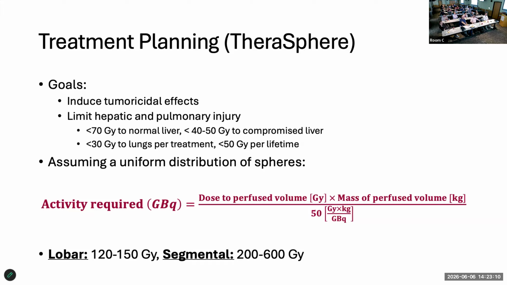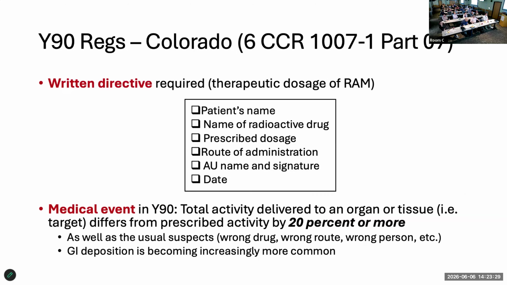At our site, and most sites nowadays that have a lot of interventional radiologists doing a lot of treatments, we aim for a lobar dose of 120 to 150 gray, and that's to the whole lobe, or a segmental dose of 200 to 600 gray. And I was told by radiation therapy people that, wow, that's really high. I don't know.